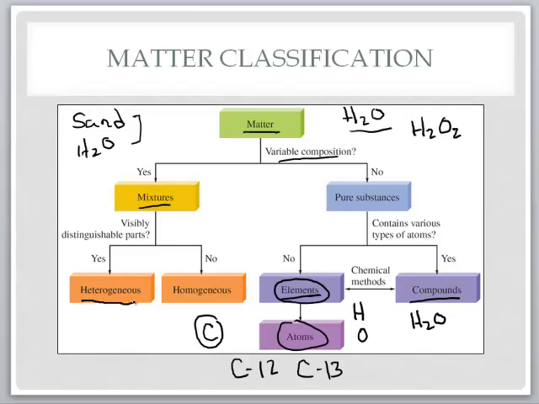Mixtures can be either heterogeneous or homogeneous. The prefix hetero means different, the prefix homo means same. When we have a heterogeneous mixture, it means we can see distinguishable parts. Think of sand and water put together. You could see the different particles of sand in the water, so you would have a heterogeneous mixture. On the other hand, if you took salt and put it in water, and it dissolved, you wouldn't be able to see distinguishable parts, so you would have a homogeneous mixture.